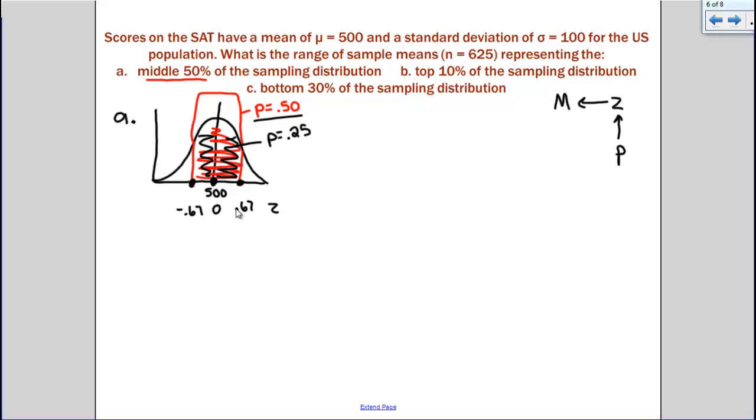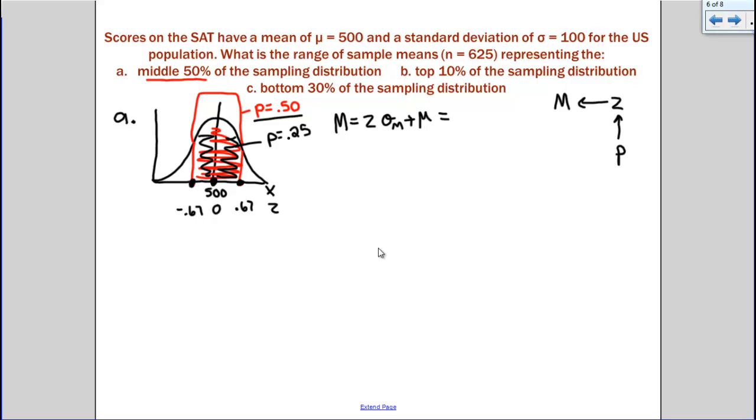But what we want to know, what is the x value that corresponds to a z-score of negative 0.67? And what is the x value that corresponds to a z-score of positive 0.67? So we need to use our mean formula, which is equal to z times the standard error plus the population mean. This is really similar to the formula that we used to find x based on z. Remember, we had x equals z times the standard deviation plus the population mean. Only now we've replaced x with M because we're finding a mean, and we've replaced standard deviation with the standard error.